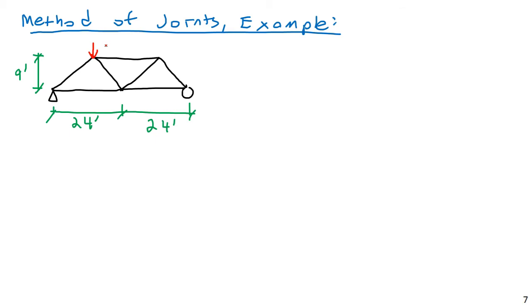So I'm going to apply a load of, let's just say, 10 kips. And I have chosen these dimensions carefully. Maybe you can't see it, but it's hopefully pretty obvious that this is a 3-4-5 angle truss. So I chose my dimensions carefully to hopefully give some nice angles here.